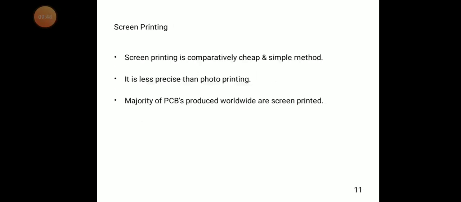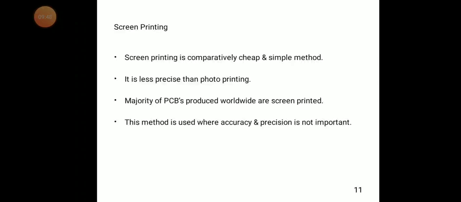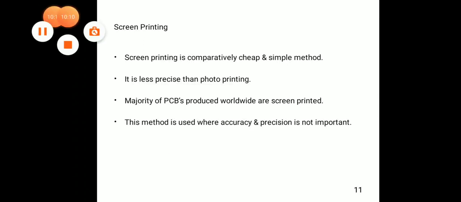Next one is the screen printing. You know about the screen printing. Screen printing is a comparatively cheap and simple method. It is less precise than photo printing. The majority of PCBs produced worldwide are screen printed. This method is used where accuracy and precision are not important.